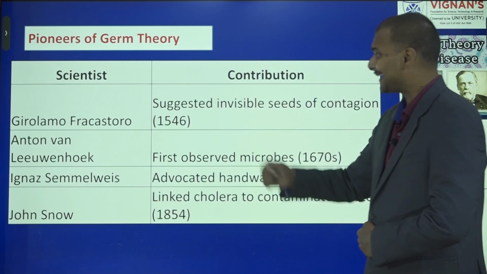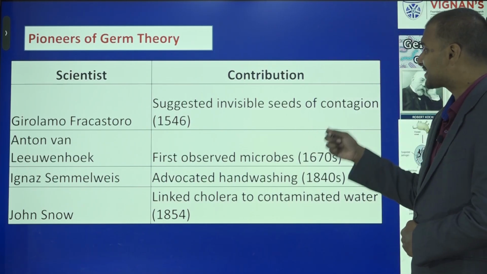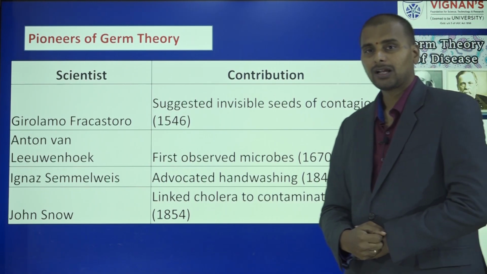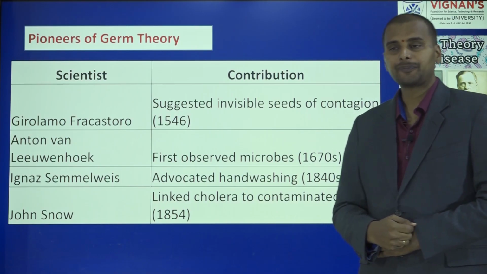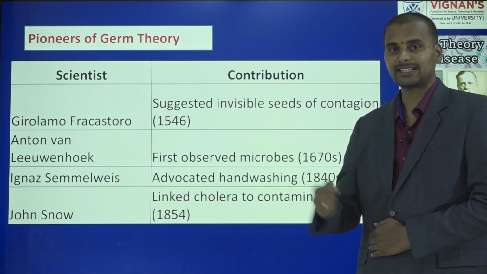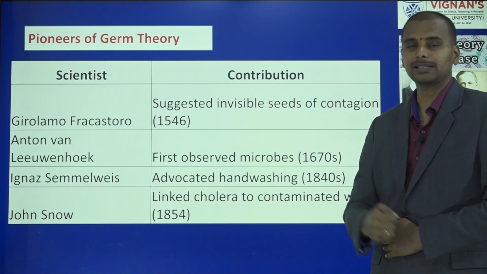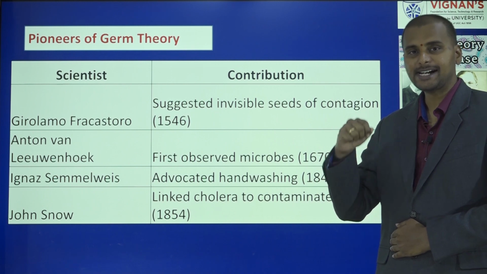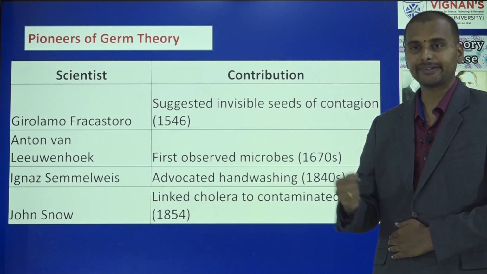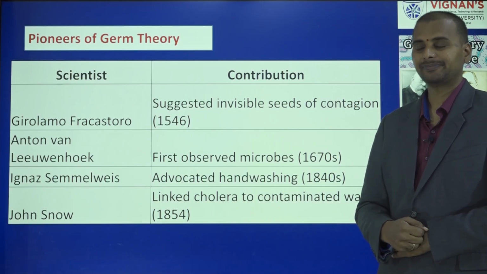At first, Girolamo Fracastoro suggested the invisible seeds of contagion. That means he proposed that disease is spread by invisible seeds. There are some infectious agents that are not visible, which cause disease, and they spread through contact, air, and also through fomites.